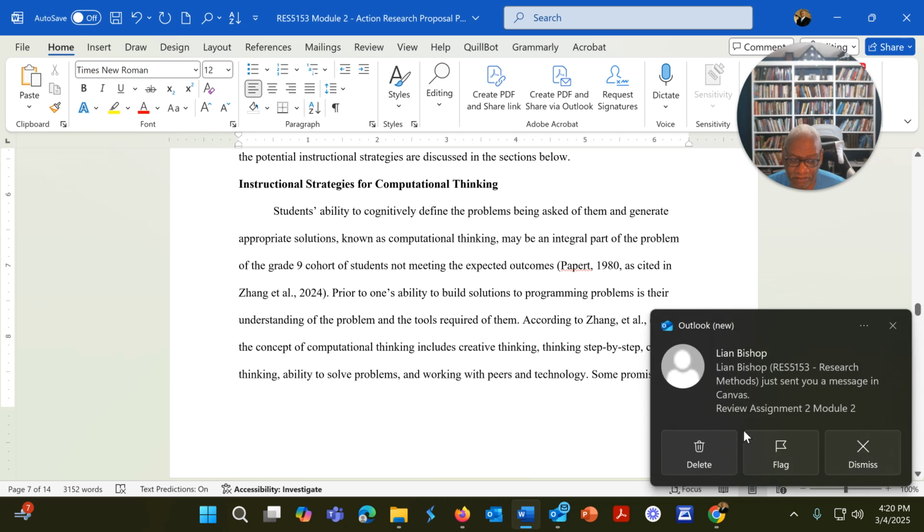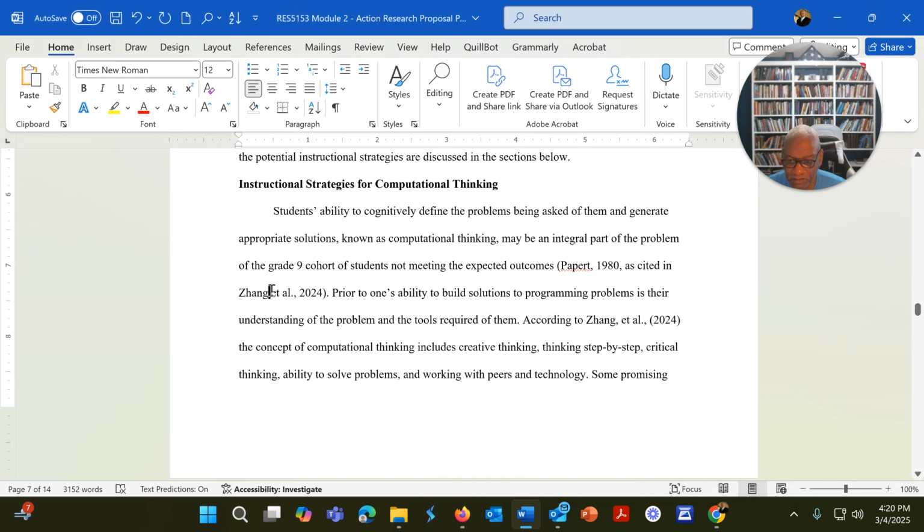So this is correct. Now we've got this on par. But what about at the beginning of a sentence? You don't need a comma there, and you don't need a comma there. That's the difference. Notice when it's at the end of a sentence, it's the author's last name, space, et al., space, period, comma, space, year of publication, close parentheses, period.